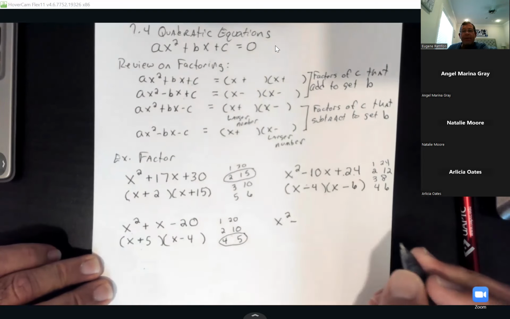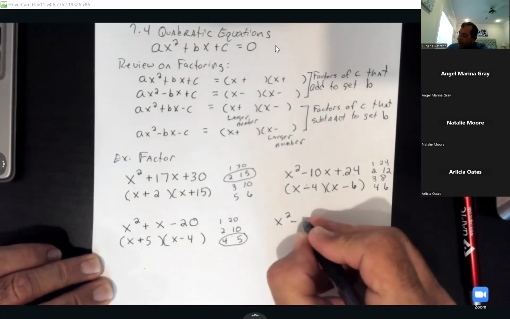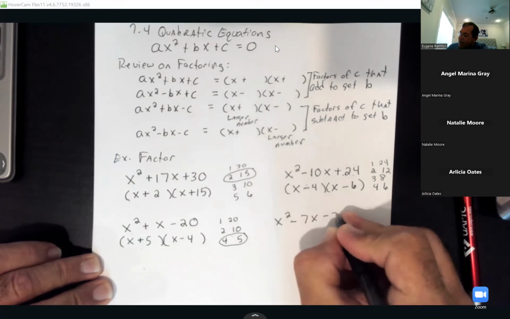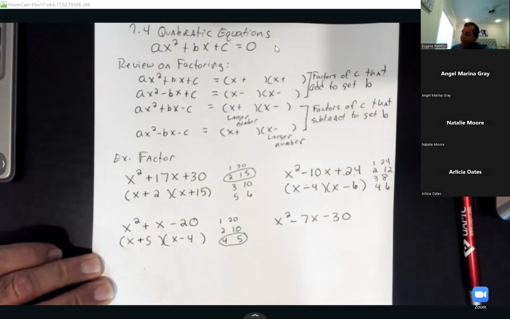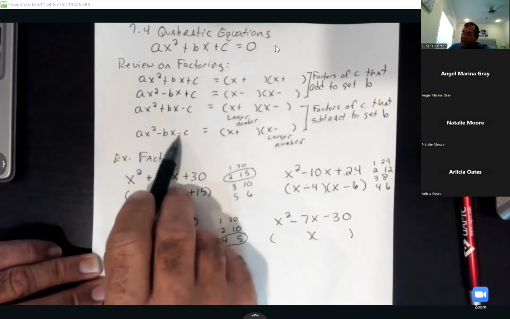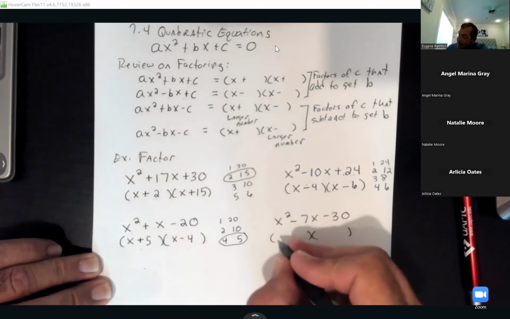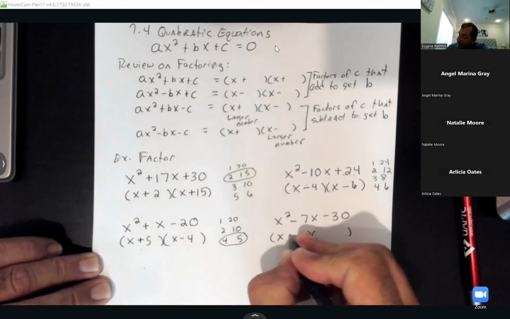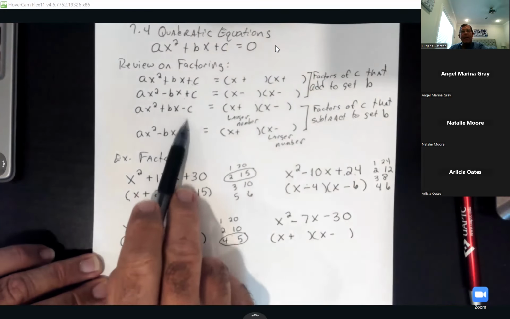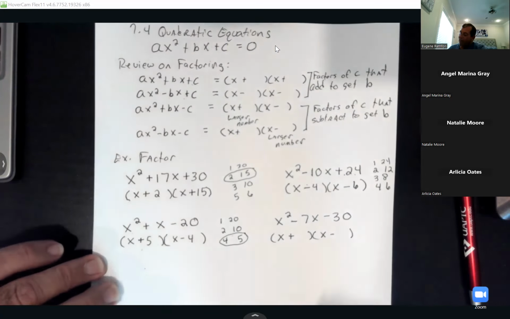How about a negative in the middle? So how about x squared minus 7x minus 30? So remember, we said if they're both negative, you're still going to have unlike signs. So this will be an x plus and an x minus. So anytime that last number is negative, you have to have unlike signs.